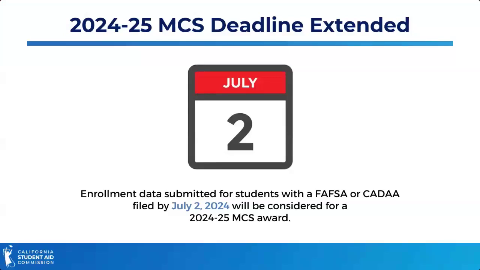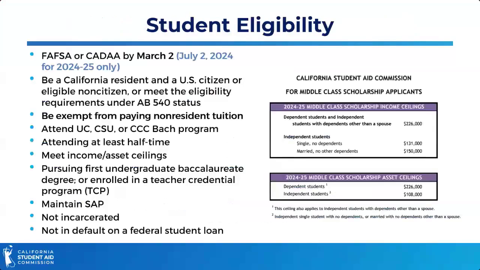As you can see, enrollment data should be submitted for students with the FAFSA or DREAM Act by July 2nd, 2024 to be considered for the 24-25 MCS award. Now, MCS is specific to our UCs, CSUs, and current community colleges that have the bachelor programs. As you can see, many of these MCS eligibility criteria mirror federal and Cal Grant criteria.